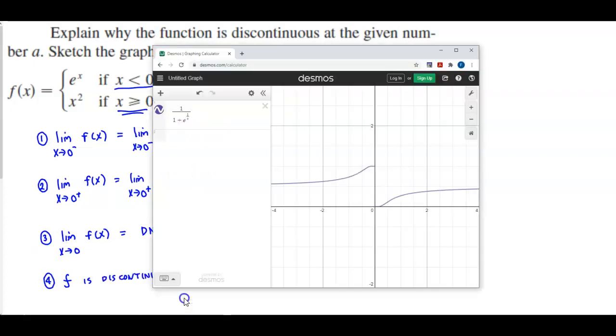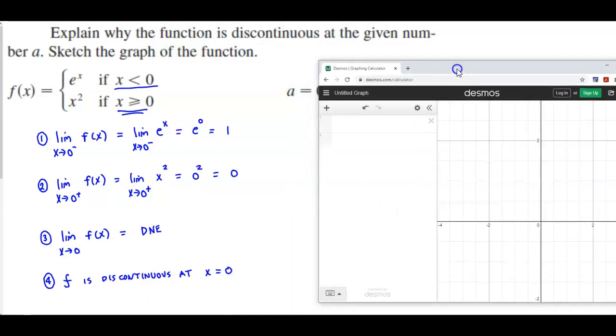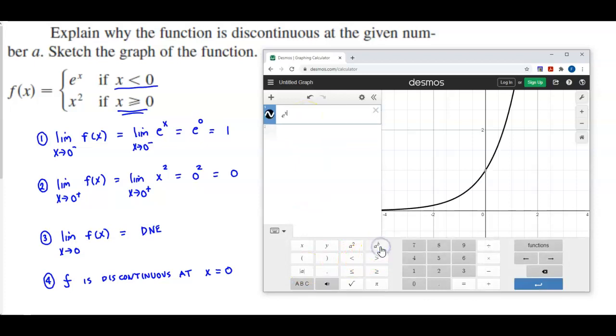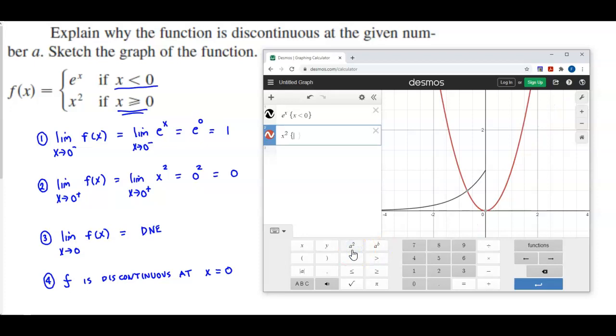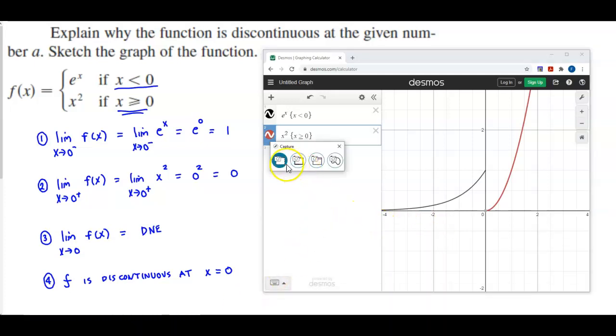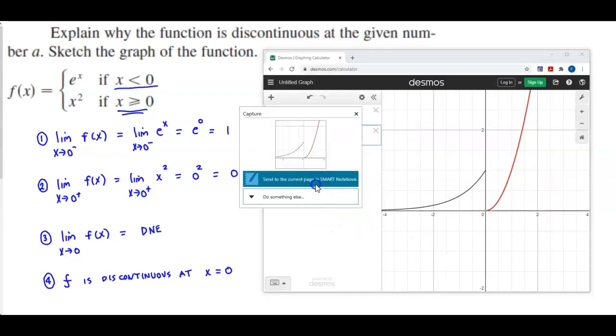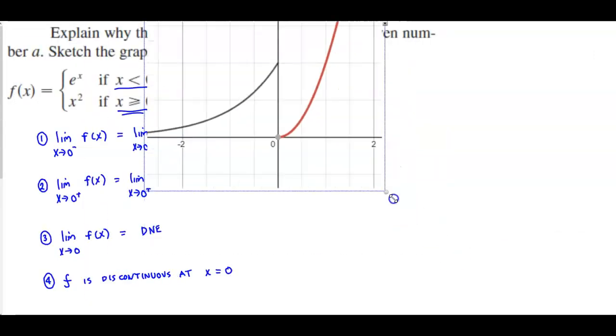Now let's go ahead and graph this function, because they want us to sketch the graph. So we have e to the x, and it has the restriction of x less than 0. And then we have x squared, where the restriction is x is greater than or equal to 0. So therefore, here is our graph. Now let's go ahead and label that.